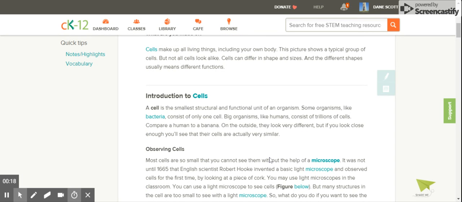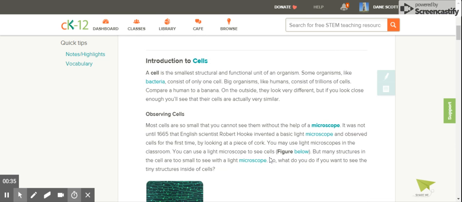A cell is the smallest structural and functional unit of an organism. Some organisms, like bacteria, consist of only one cell. Big organisms, like humans, consist of trillions of cells. Compare a human to a banana. On the outside, they look very different, but if you look close enough, you'll see that their cells are actually very similar. Most cells are so small that you cannot see them without the help of a microscope.